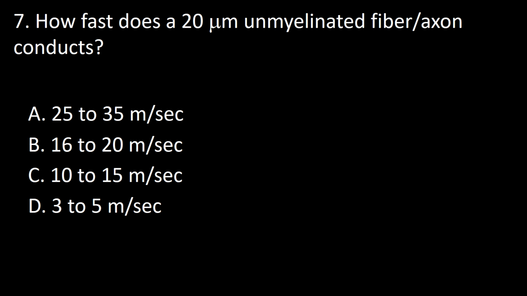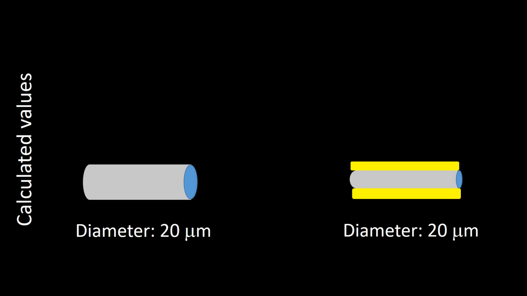Next question. How fast does a 20 micrometer unmyelinated fiber axon conduct? A. 25 to 35 meters per second. B. 16 to 20 meters per second. C. 10 to 15 meters per second. D. 3 to 5 meters per second.